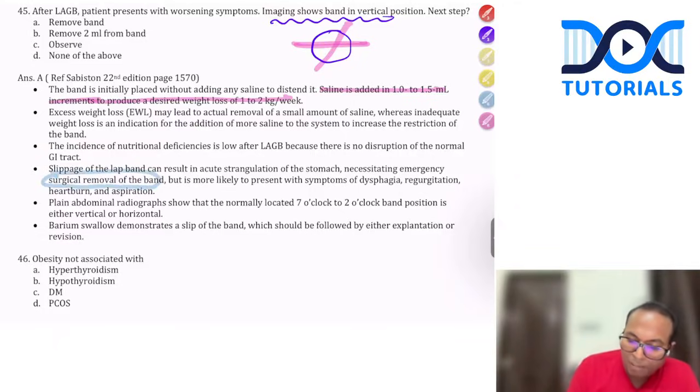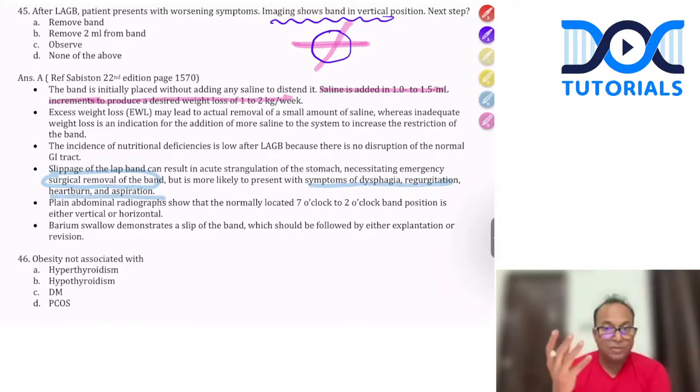Otherwise, the patient is more likely to present with symptoms of dysphagia, regurgitation, heartburn, and aspiration. Though they don't develop strangulation, they have dysphagia and regurgitation.